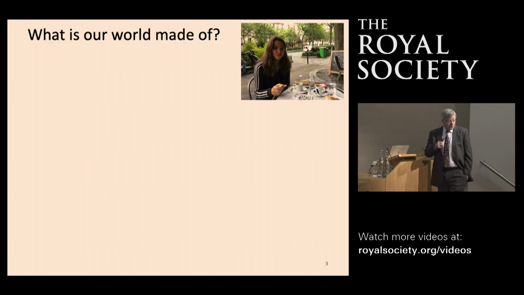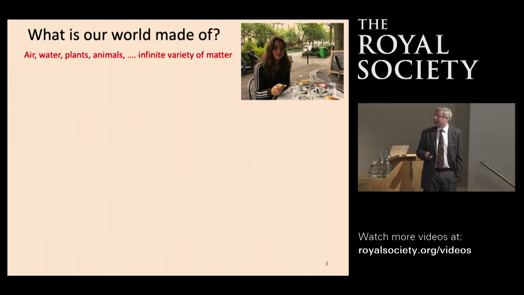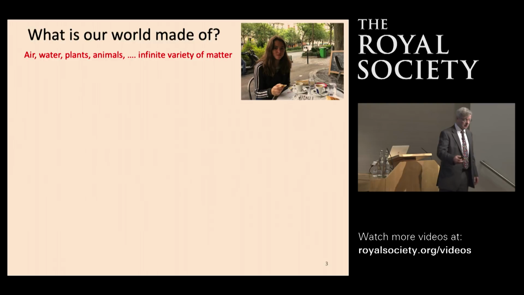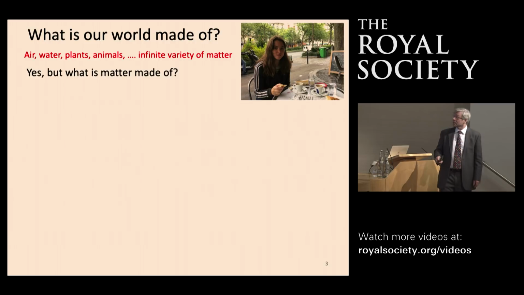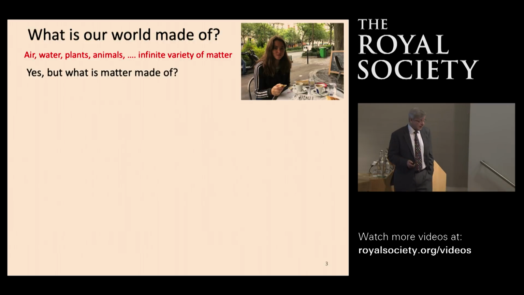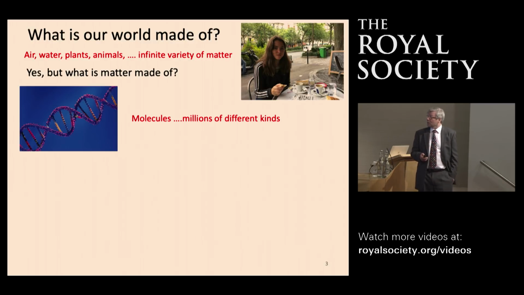So let us start with a question that has fascinated humans for at least 2,500 years, and probably a whole lot longer, which is, what is our world made of? And the answer, you know, is air and water and plants and motor cars and people and so forth. A huge variety of stuff. Now, if you're a scientist, your next question is going to be, yes, but what's it made of? And the modern answer is molecules. There are millions and millions of different kinds of molecules, and everything is made from molecules.